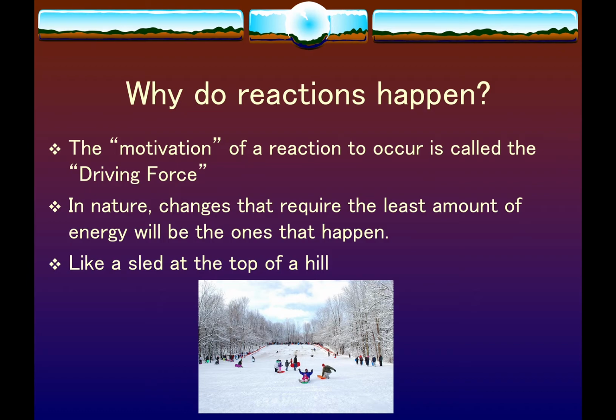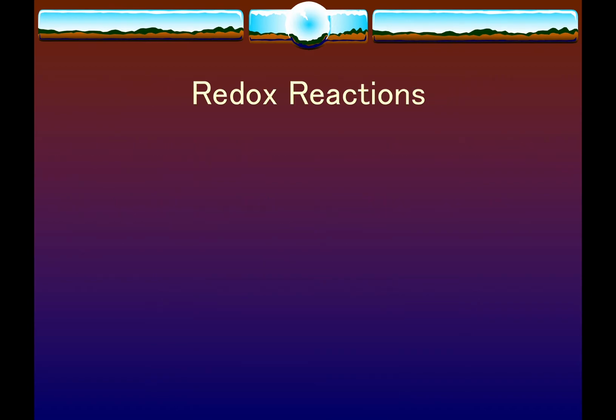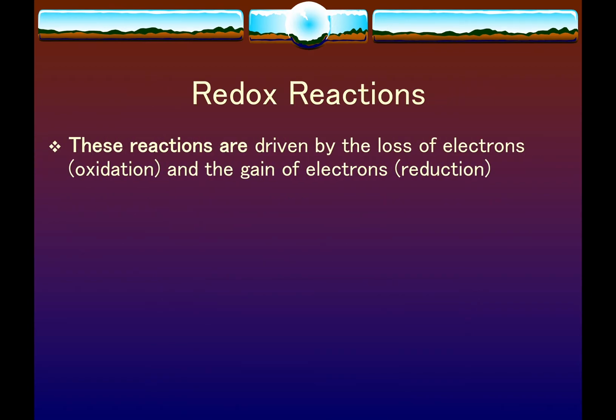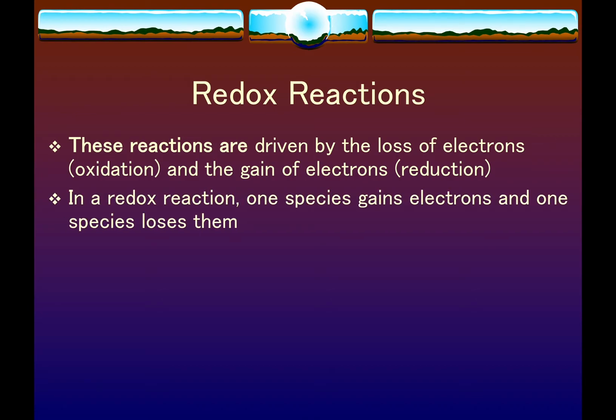Just like a sled at the top of a hill. Its motivation, its driving force to come down the hill would be gravity. Gravity is going to naturally take that sled from the top of the hill to the bottom of the hill, converting potential energy into kinetic energy. So redox reactions, their motivation or driving force is the loss of electrons or the gain of electrons. Now, these terms are known as oxidation and reduction, loss of electrons being oxidation and the gain of electrons being reduction. Want to make sure that we know those two terms.